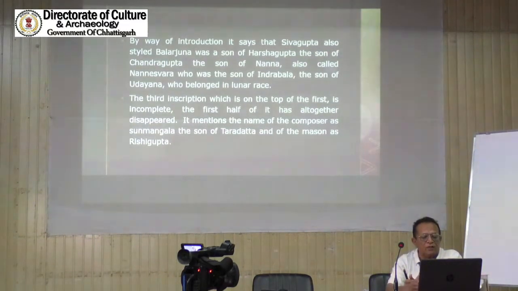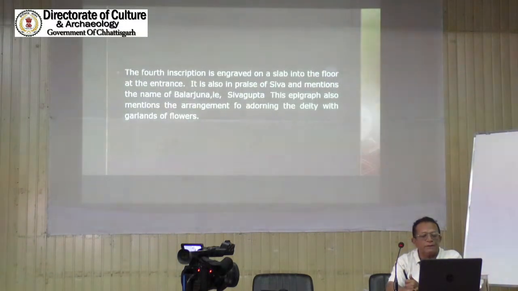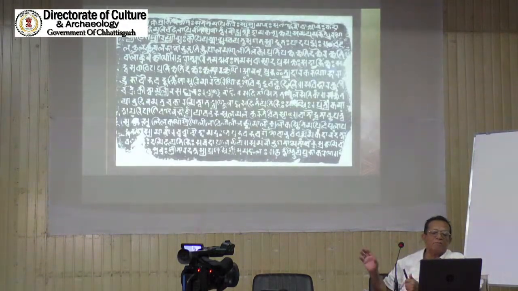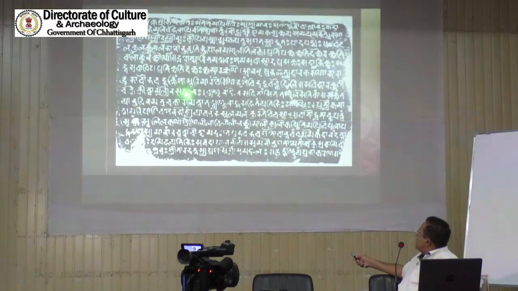Other details are given: who was the composer, the writer, the mason responsible for this. The fourth inscription engraved on it is also there. Again, this is a very important lithic record. Though they say early Nagari, when you look into this, it is nothing short of our Siddhamatrika. See the beautiful nail head and the angularity, the extension.